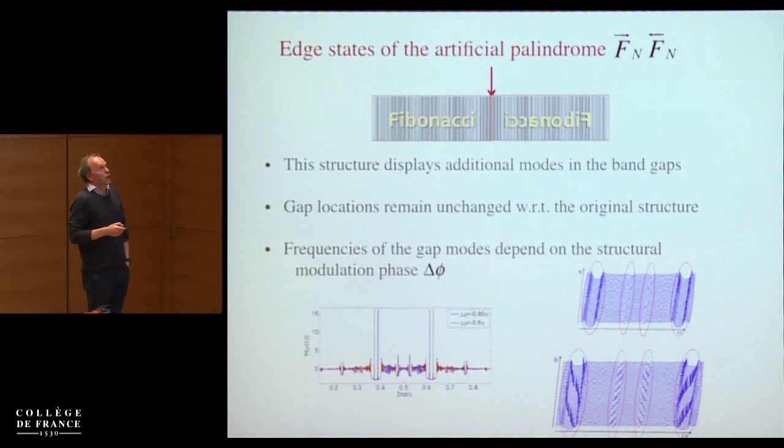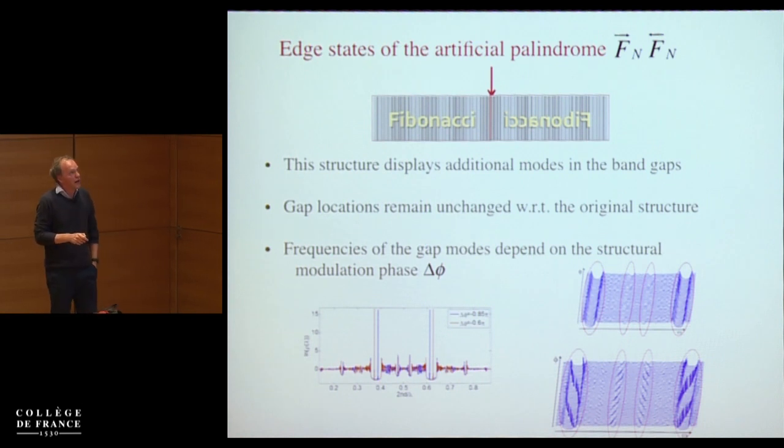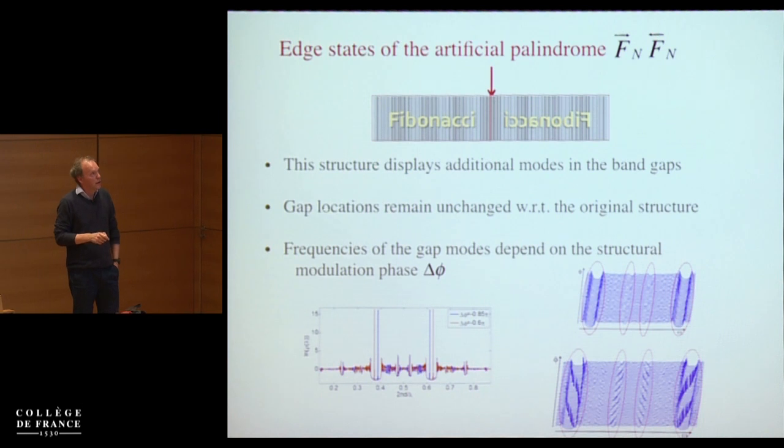Now, the edge states that I generate here, I have in this structure. This is an artificial palindrome. It has nothing to do with the palindromic structure of each of them. Of course, it's artificial; it will remain artificial and palindromic. This structure displays additional modes in the band gaps. The gap locations of this structure remain unchanged with respect to the original structure, and the frequencies at which the gap modes show up depend on the structural modulation phase delta phi.